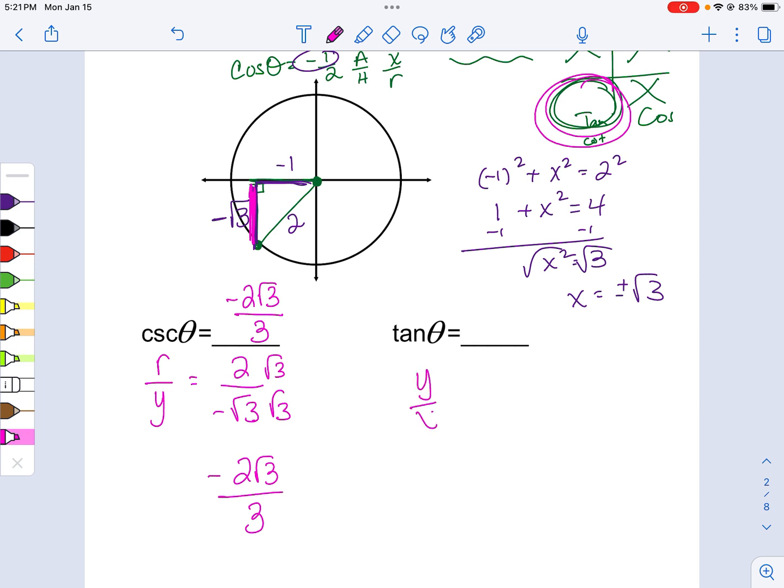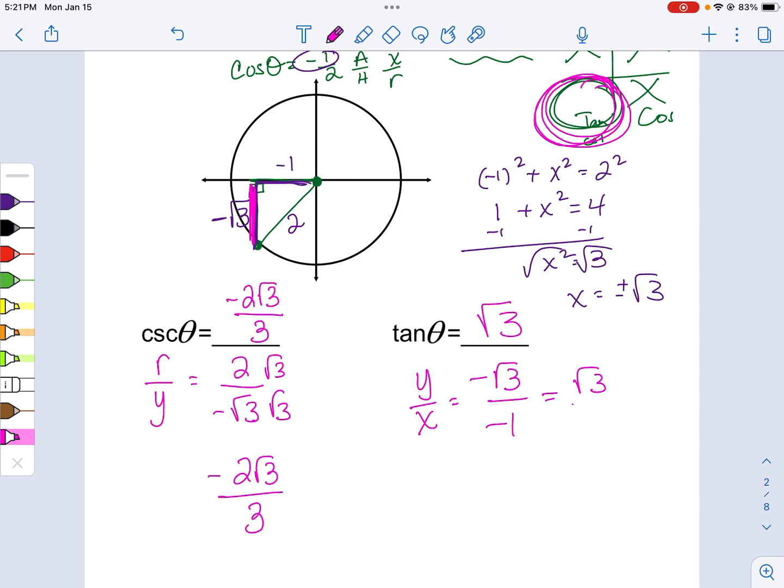Tangent, remember, is y over x. So my y value is negative root 3. My x value is negative 1. I know that 2 negatives is a positive, and it just gives me a positive root 3. And just like we talked about, if the angle's in quadrant 3, we know that the tangent value has to be positive.